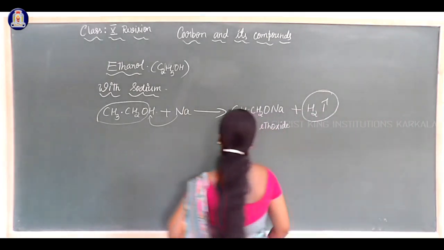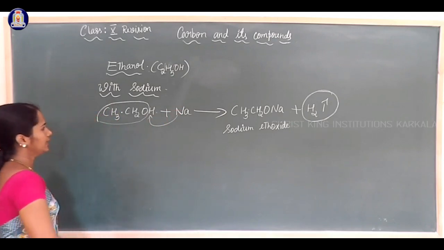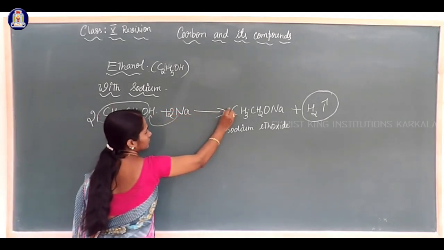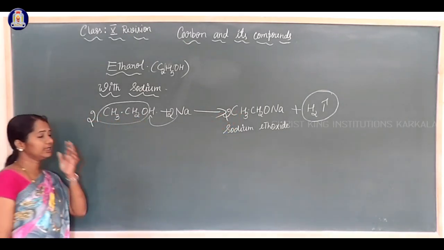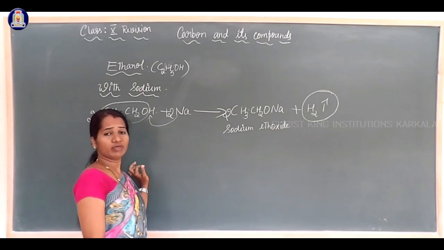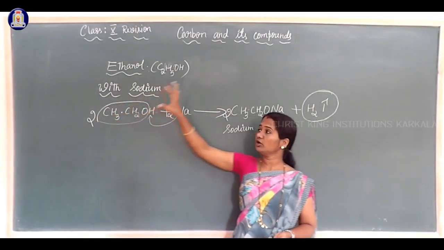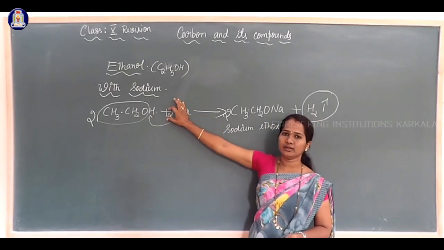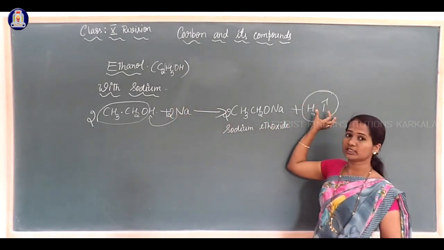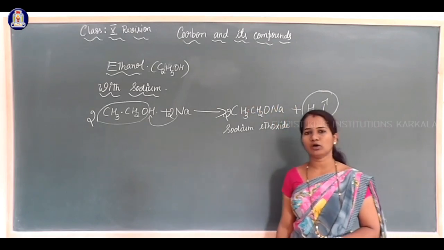So when you balance this reaction, you will get 2 here, 2 here and 2 here. H2 gas is liberated, so here you have to write 2. Ethanol reacts with sodium metal, it's a very important reaction. It liberates hydrogen gas along with the byproduct sodium ethoxide.